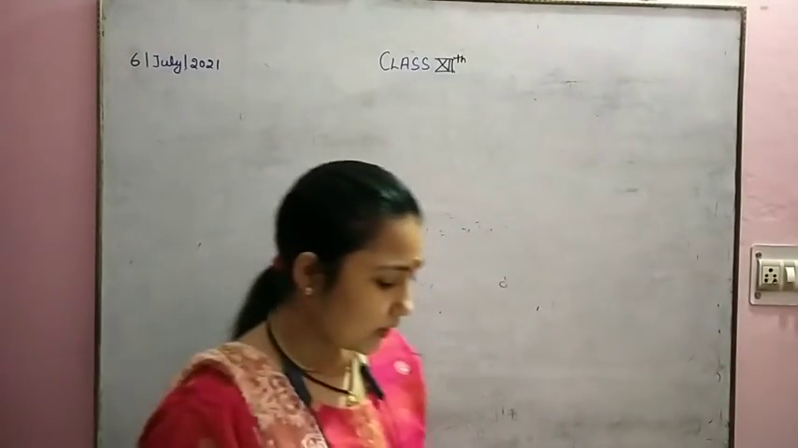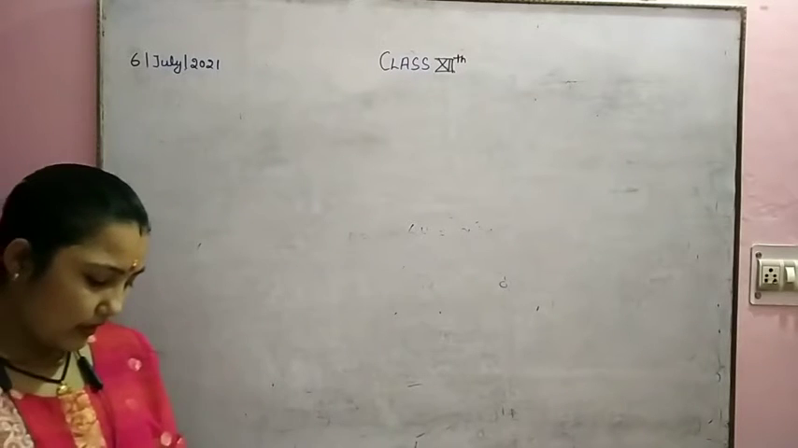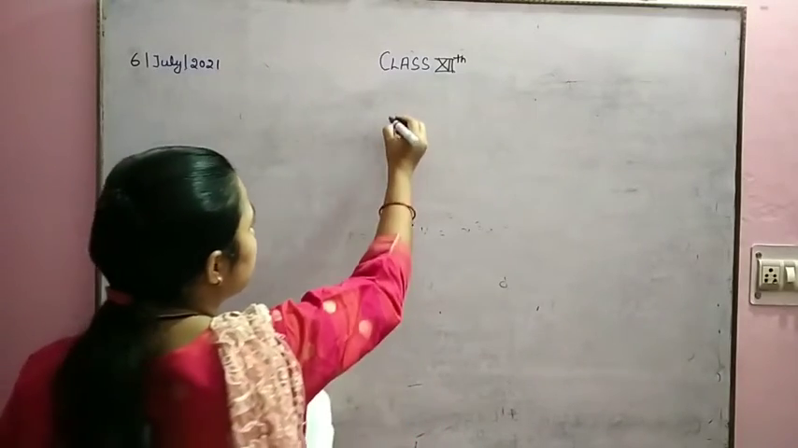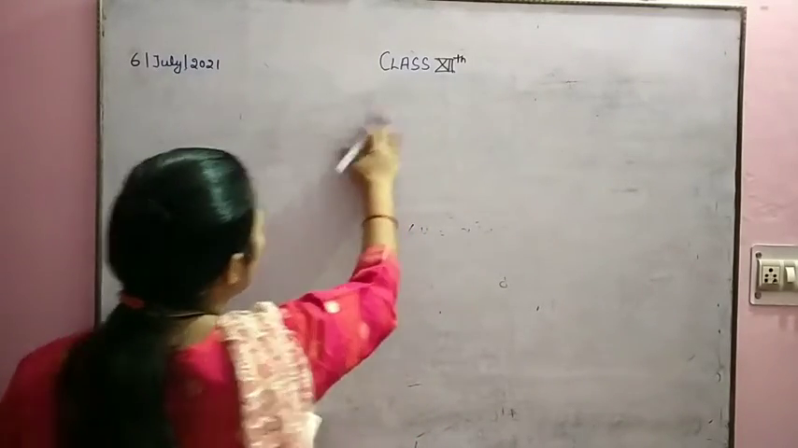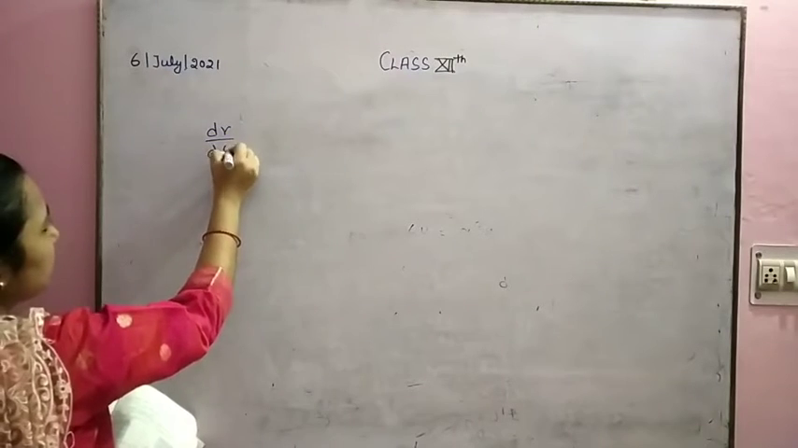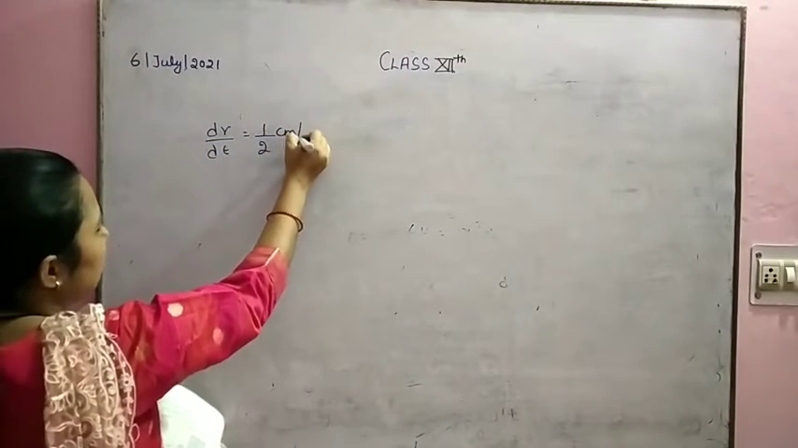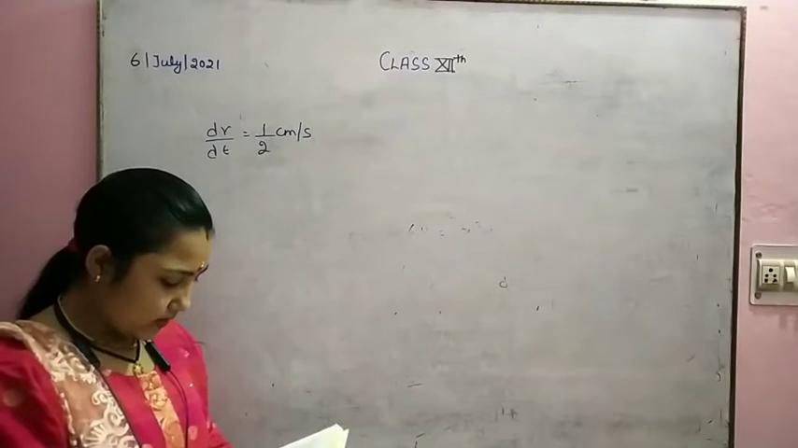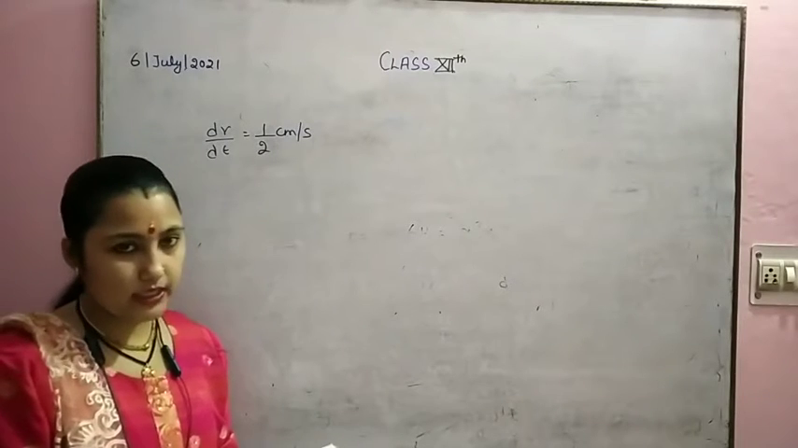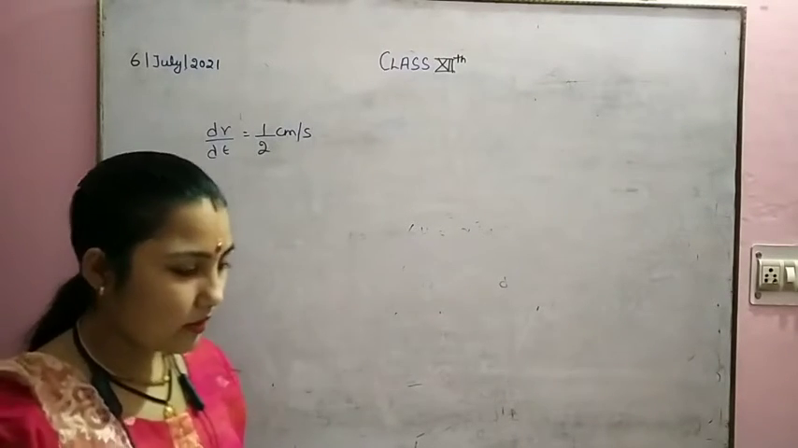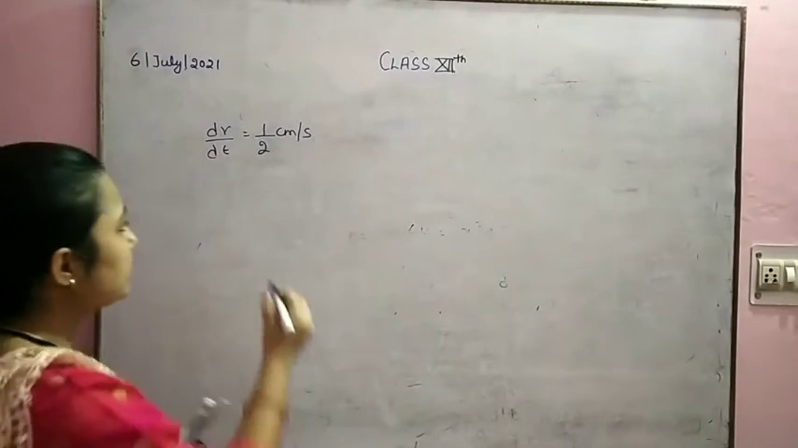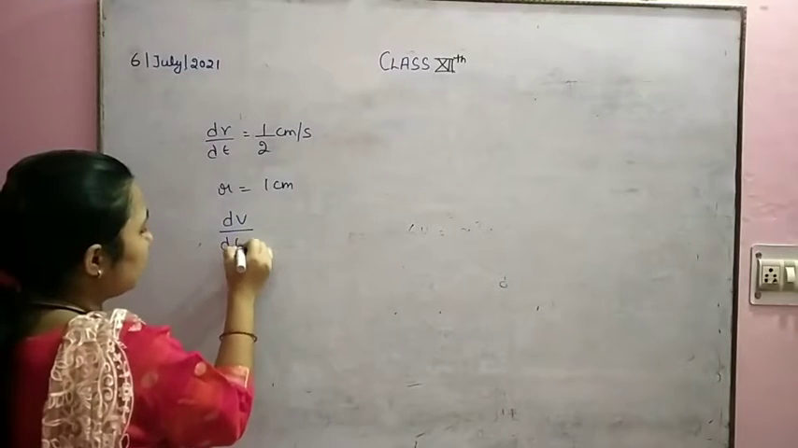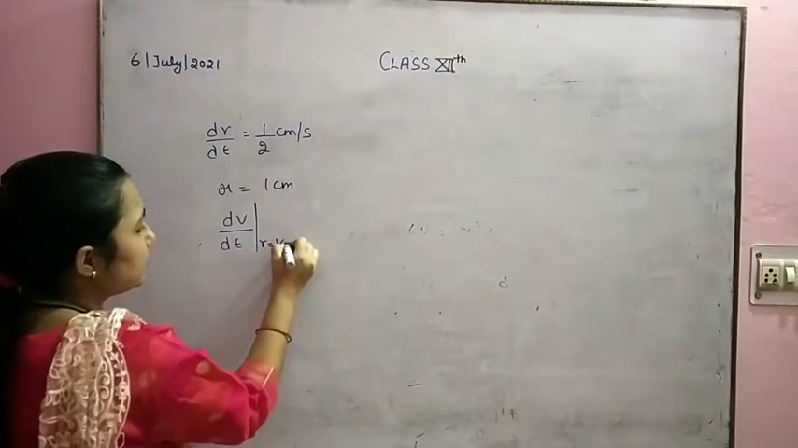Next is, the radius of the air bubble is increasing at the rate of half centimeter per second. It's given the radius of the air bubble. That means dr by dt is given to you. It's half centimeter per second. Then at what rate is the volume of the bubble increasing when the radius is 1 centimeter? R is given 1 centimeter. We have to find the rate of change of volume at r equals 1 centimeter.